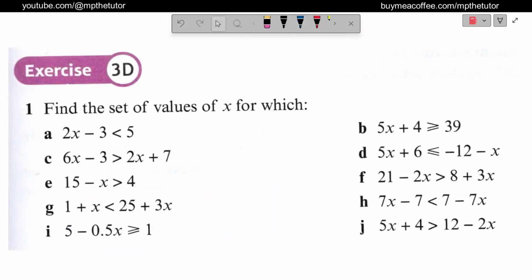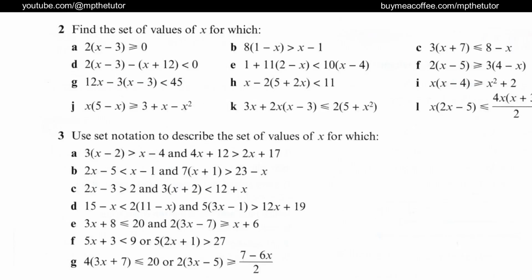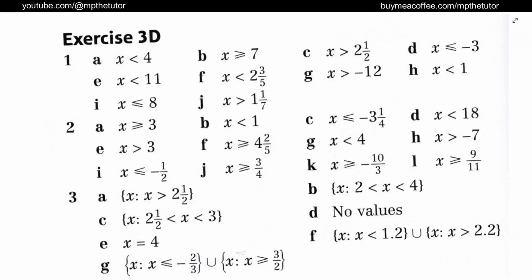So why don't you have a go now at exercise 3D? Some of the questions are asking in normal sort of inequalities, and then others are asking for set notation. They aren't particularly complicated, and normally in A level they'd actually be like quadratics or cubics or stuff like that. But the answers are now on the screen, so check your answers, and hopefully then I'll see you in the next video, which would be to do with quadratic inequalities.